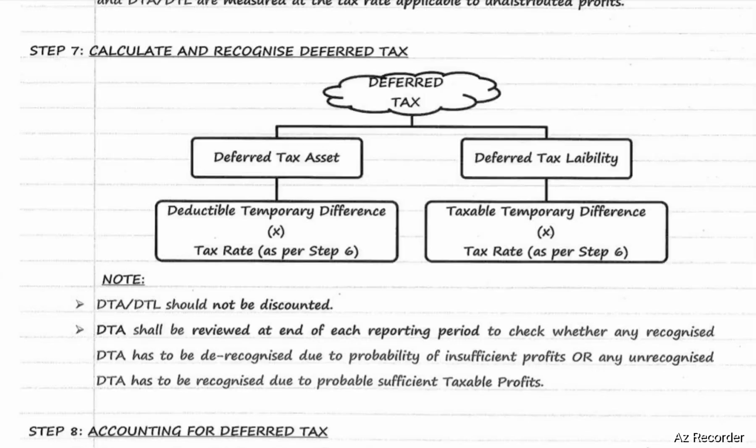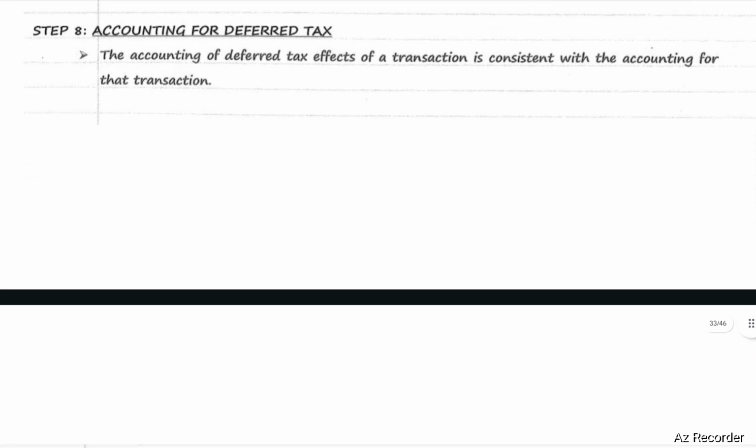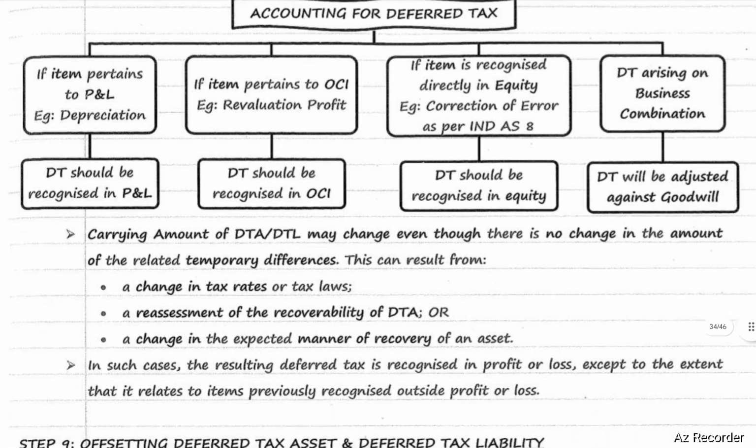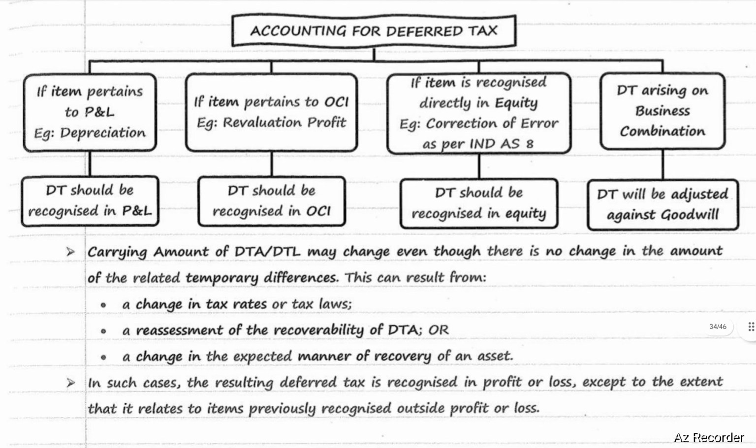Step number 8. Accounting for deferred tax. The accounting of deferred tax effects of a transaction is consistent with the accounting for the transaction. If the item pertains to P&L, for example depreciation, deferred tax should be recognized in P&L. If the item pertains to OCI, example, revaluation profit, deferred tax should be recognized in OCI. If the item is recognized directly in equity, example, correction of error as per Ind AS 8, deferred tax should be recognized in equity. Deferred tax arising on business combination will be adjusted against goodwill.